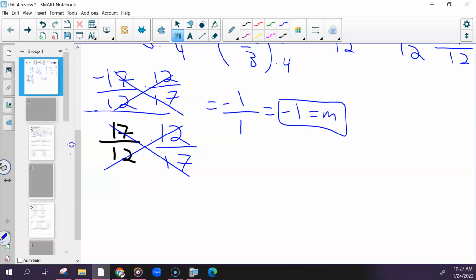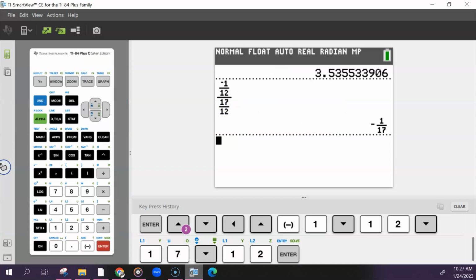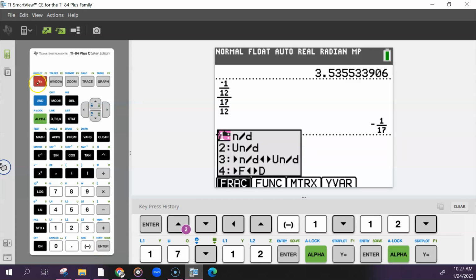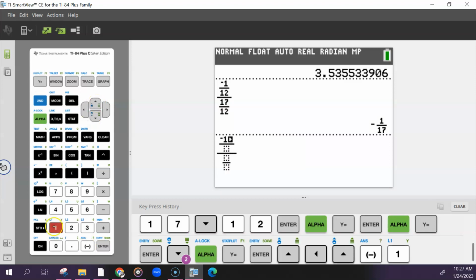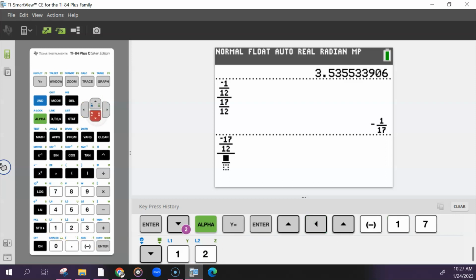If I were to put it all in, we could use that as a way to check ourselves. Did we get and do this correctly? I'm going to do that really fast. So alpha y equals, and then in the numerator, do it again. And then all the way in the denominator, do it again. So negative 17 over 12 and 17 over 12.